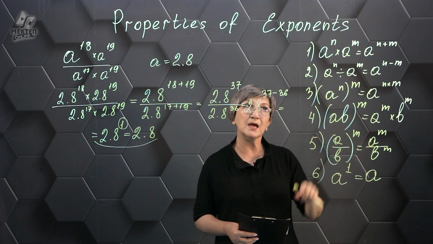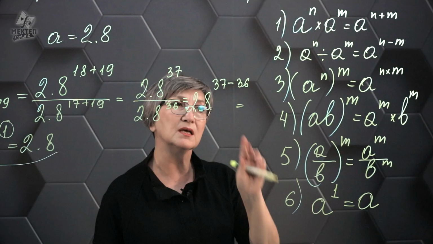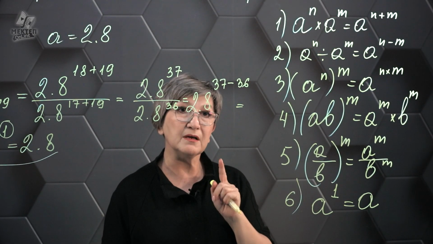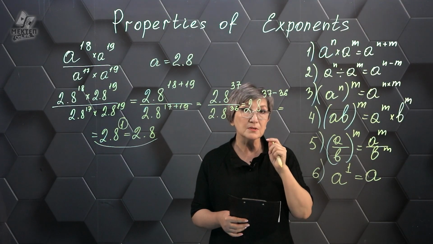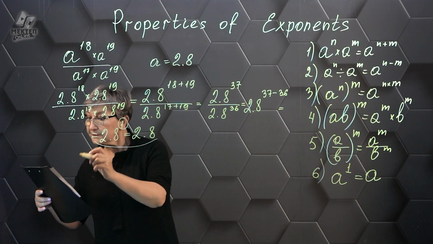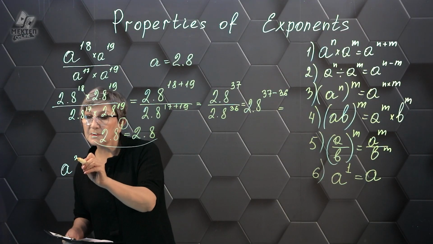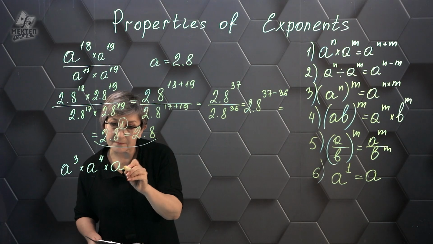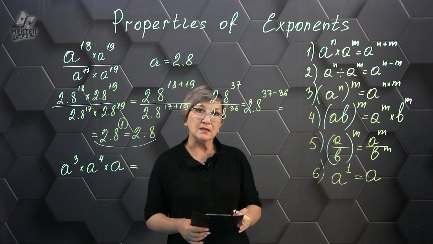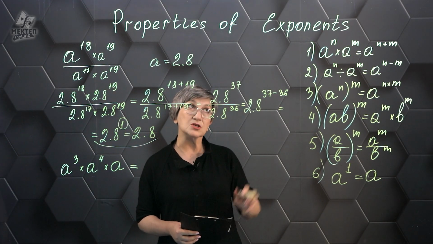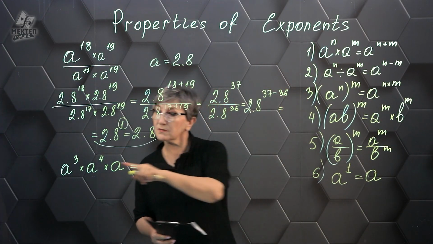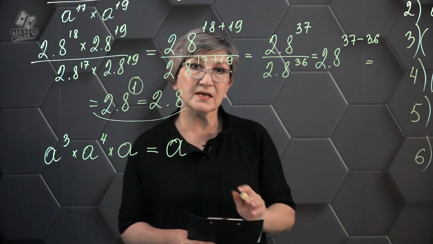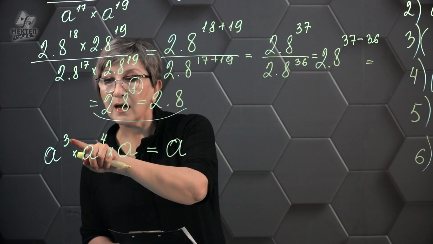Because when we apply properties 1, 2, 3, and so on, we can get the answer wrong when solving an example. Let's solve the following example: a to the power of 3 multiplied by a to the power of 4 and multiplied by a. In order to solve this example and simplify the expression, we'll use the first property because the bases are the same. By the rule, I have to write the base unchanged and add the exponents.